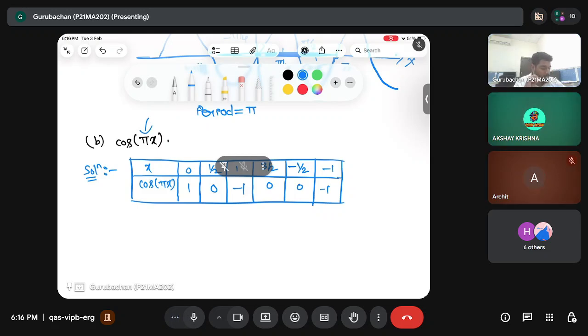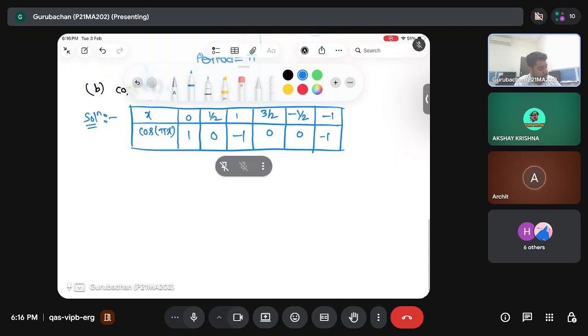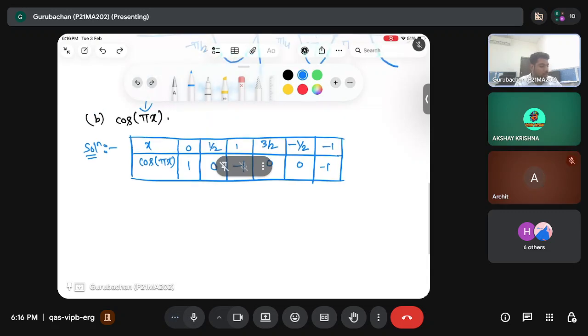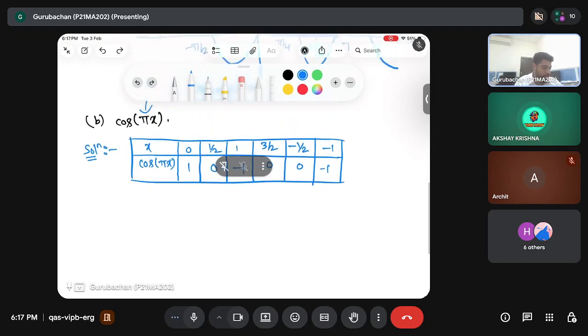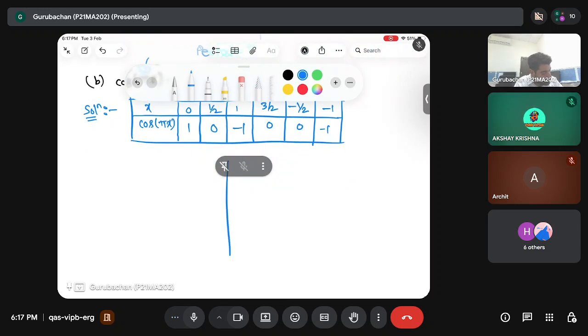Cos is an even function or odd function? Tell me that. Even, sir. So does it matter whether it will be cos pi or cos minus pi? No, sir. Okay, understood?